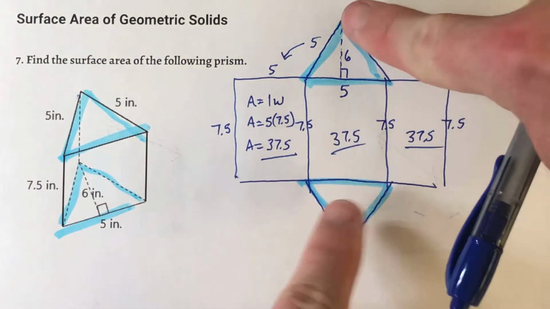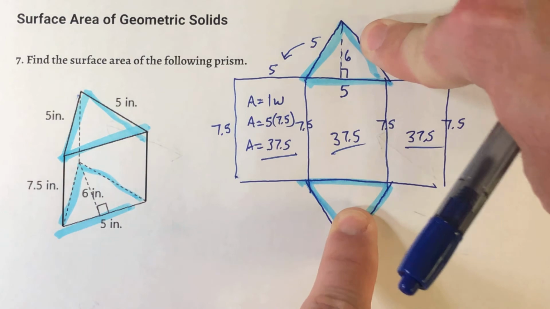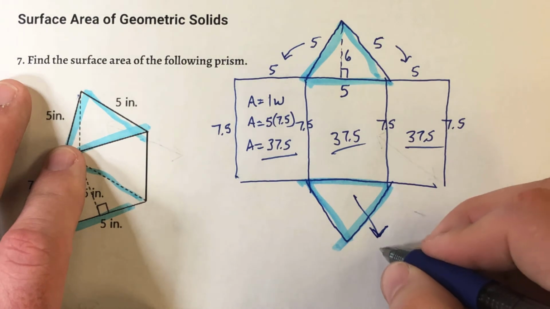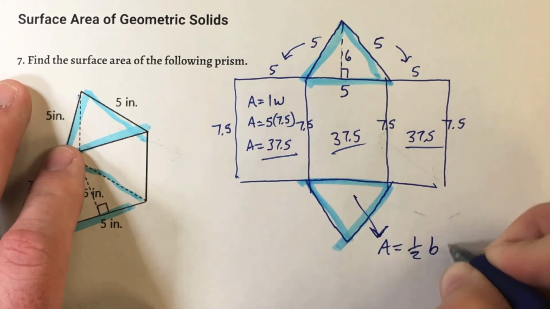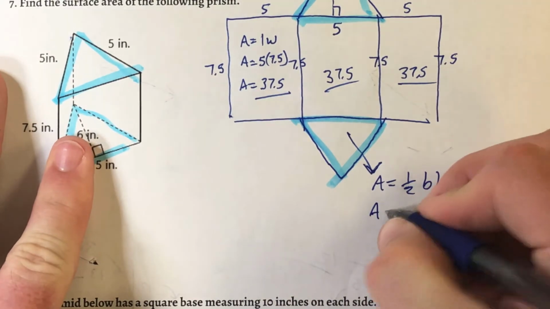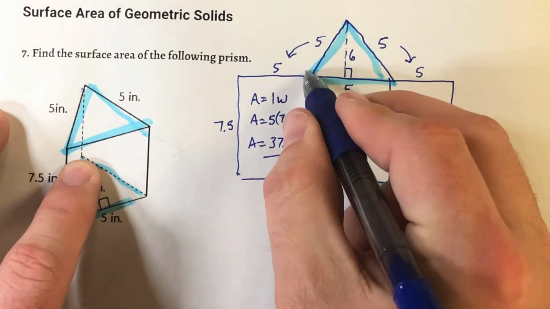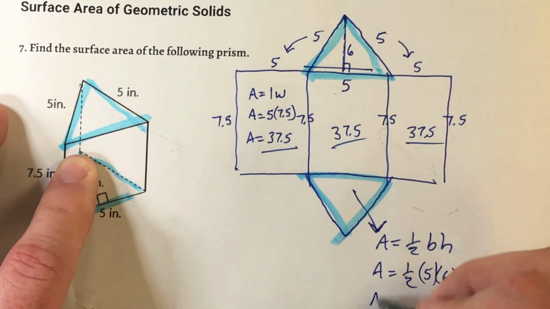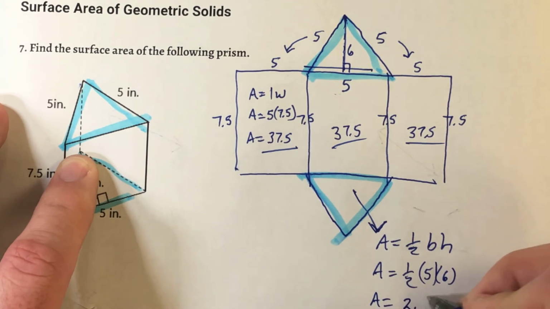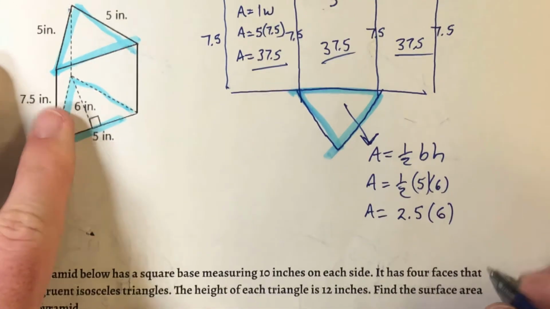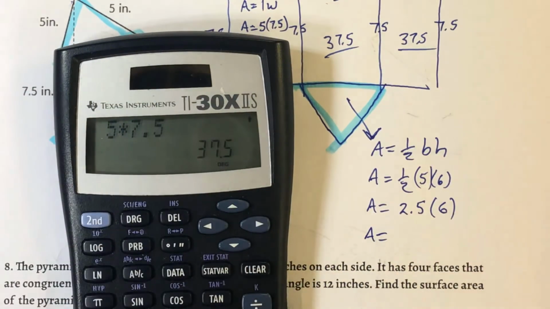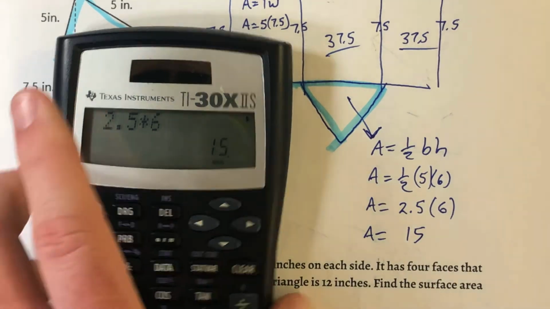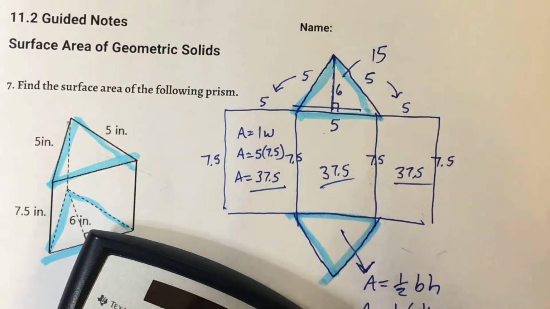Because I've done this, I know I need just the two triangles. So let's find the area of this triangle. That's unfortunately not big enough to write the formula in. Area equals 1/2 times base times height. The base is 5, height is 6. So 1/2 of 5 is 2.5 and multiply by 6. Area equals 2.5 times 6. I really shouldn't be using a calculator for that. You get 15. The other triangle will be 15 as well.